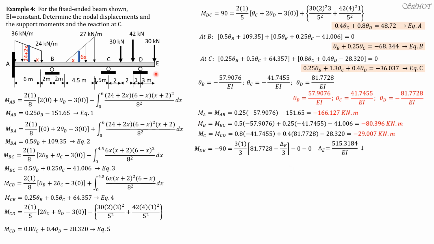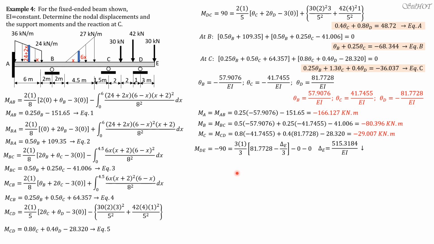Then for theta E, we have to set up moment EB. By the way, moment at E is 0 because that's the end. And this time we use 2EI because there is moment at D. Moment DE, we use 3EI over L because there's no moment at E. So remember, I hope you can distinguish the two formulas.